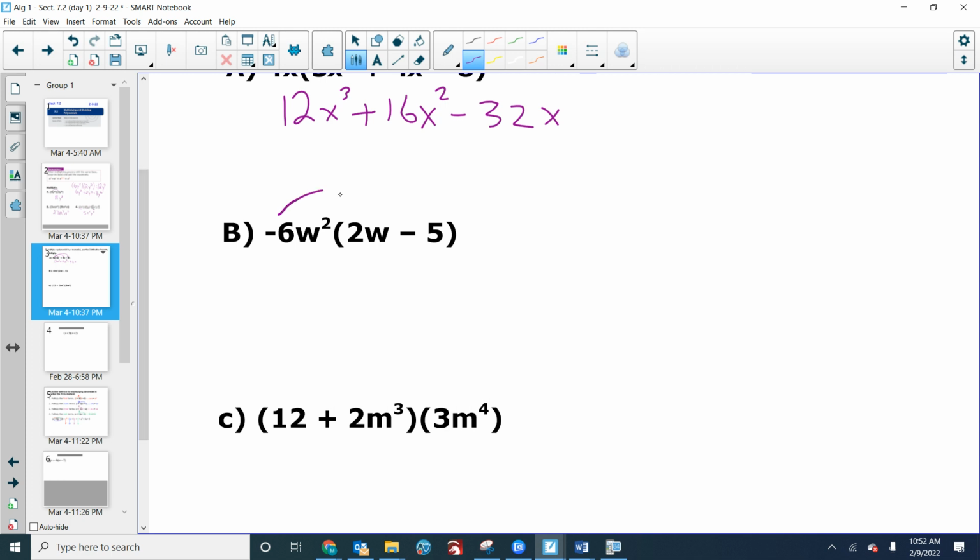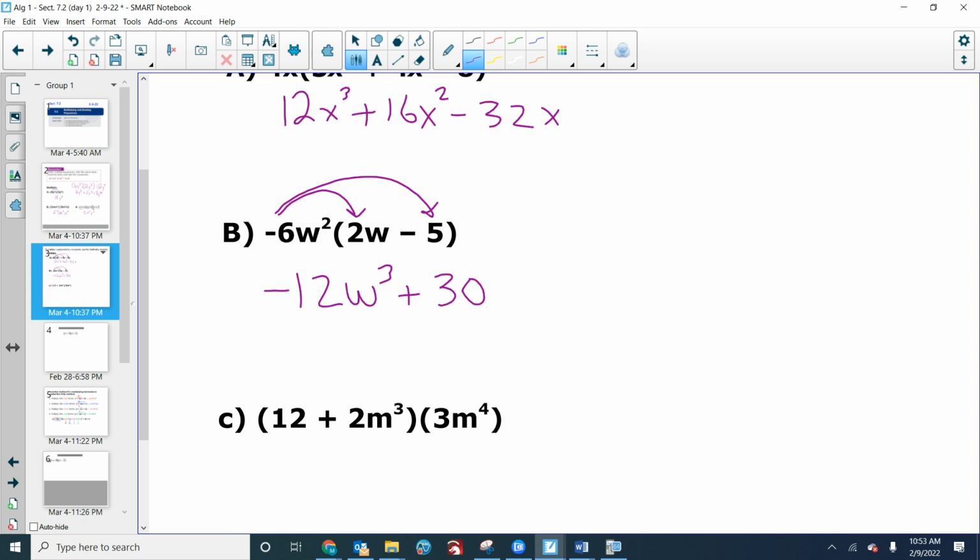What's negative 6 times positive 2? Everybody good? Now, what's w squared times w? W, guys, how do you say it? It's not W3. W to the third or W cubed, for the love of humanity. Now, what's negative 6 times negative 5? That makes that plus. What do I write next to it, Corbin? What do you think? 1. 1? The number 1. Come on, brother.